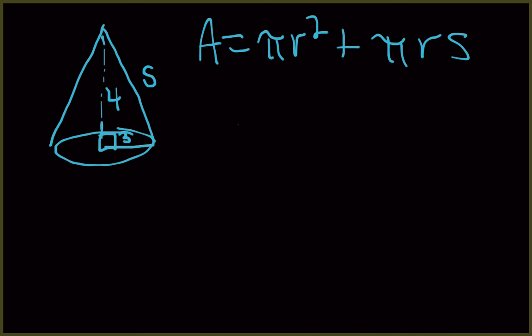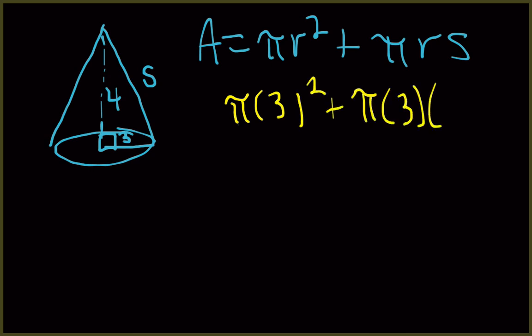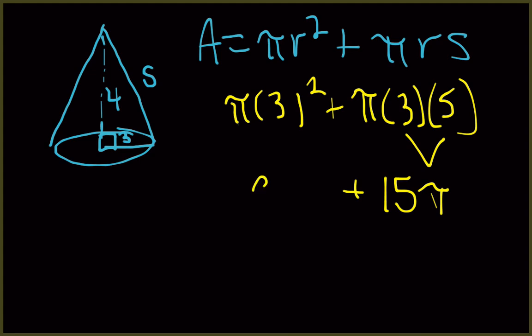Okay, so now we're going to go ahead and plug in our different values. So we're going to get pi, r is 3, squared, plus pi, r is 3, s is 5. Very common mistake is to put a 4 right here. That will definitely mess you up. So now this is going to give you 15 pi. 3 times 3 is 9 pi, which makes 24 pi units squared.